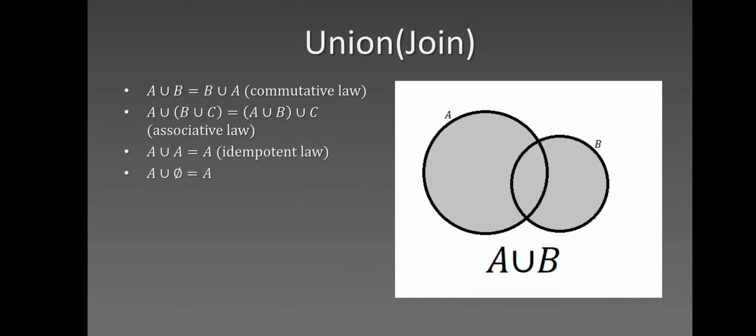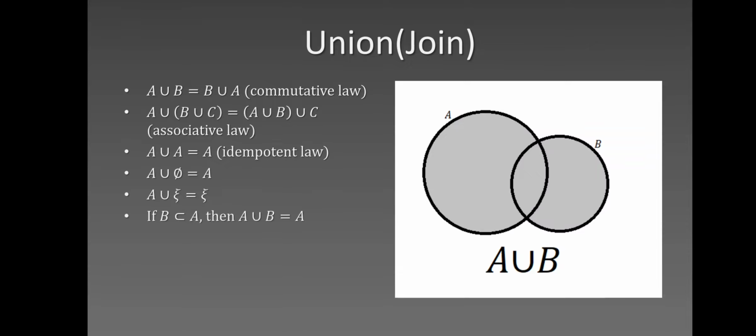Then the next one is A union null set is obviously A. It is pretty easy for us to see because null set has nothing in it, so taking union with it means you are getting back the same thing. Then A union the universal set is the universal set. Obviously yes, because universal set contains everything, so taking union with that means you are going to get back the universal set itself.